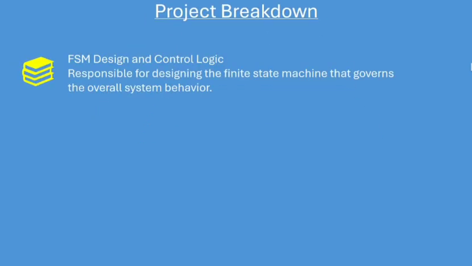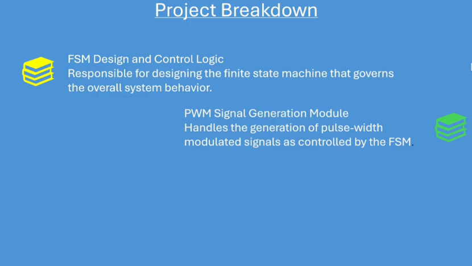Project breakdown. We have broken down our project into four different parts. The first part is FSM design and control logic, responsible for designing the finite state machine that governs the overall system behavior. The second part is the PWM signal generation module, which handles the generation of pulse width modulated signals controlled by the FSM.